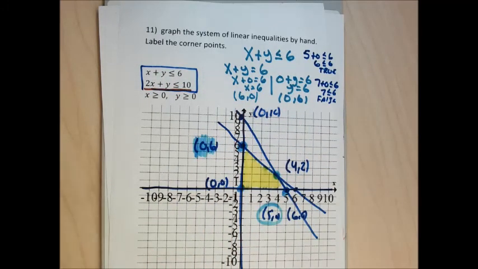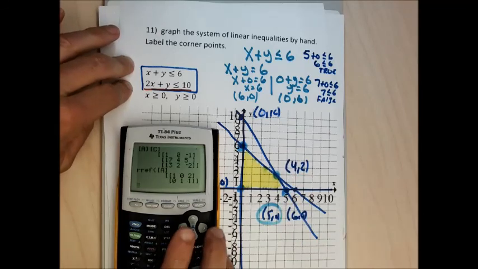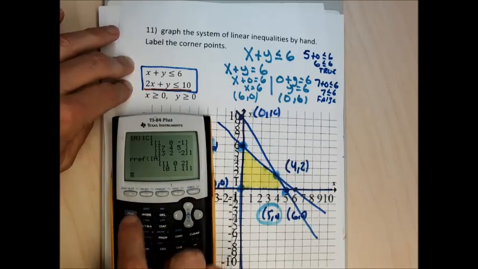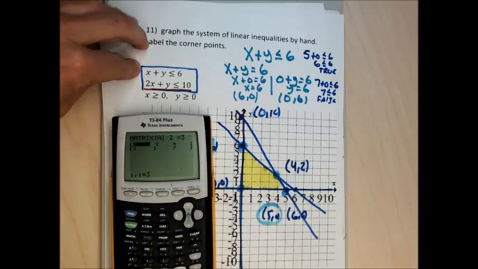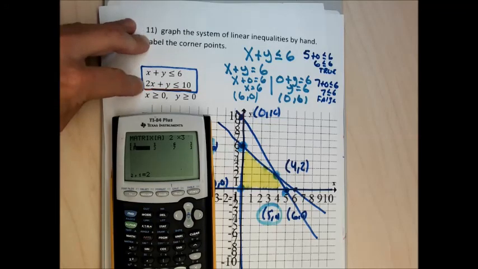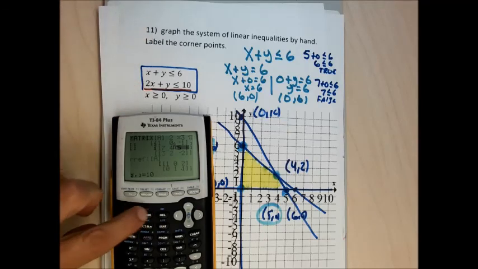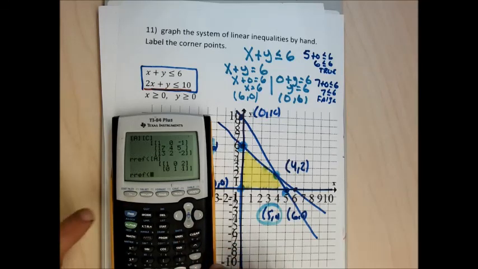And the easiest, laziest way to do it is to just enter these in their matrix form and do RREF to make sure that that's (4, 2). So to make sure my (4, 2) is correct, I'm going to go second matrix, edit, enter a 2 by 3 matrix, and enter 1, 1, 6 for the matrix equivalent to the top row, and 2, 1, 10 for the bottom row, and then second quit, second matrix, math, RREF, second matrix, enter, enter, and it is (4, 2).